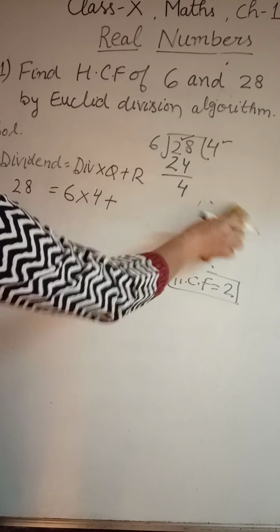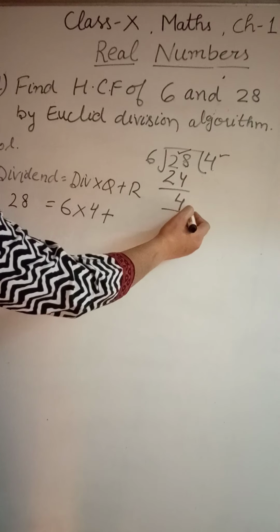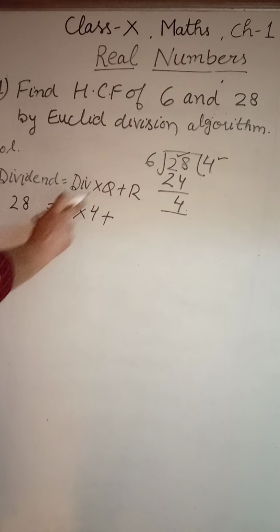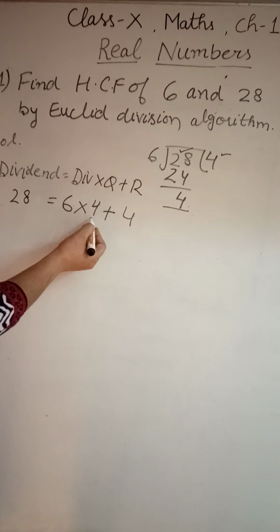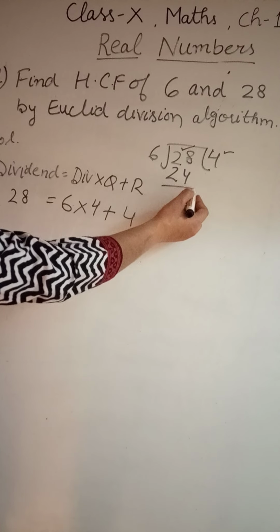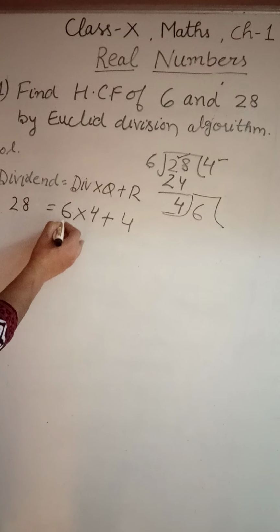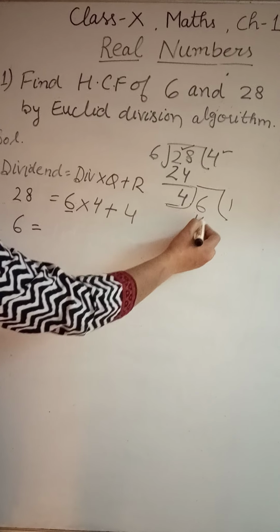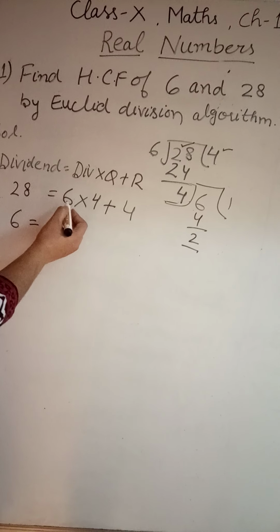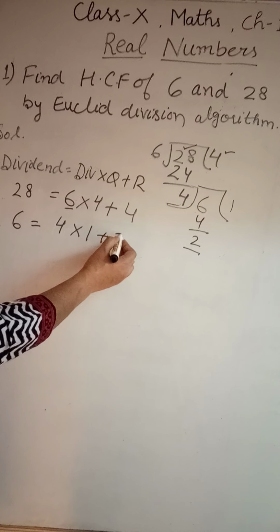Let us do it step by step. Now see, this is divisor, dividend, quotient and remainder. So dividend, divisor, quotient plus remainder. Written? Now what we have done? We have kept 4 outside and 6 inside. Now the case changed. 6 has become dividend. 4 1s are 4, remainder 2. So divisor is 4, quotient is 1 and remainder is 2.